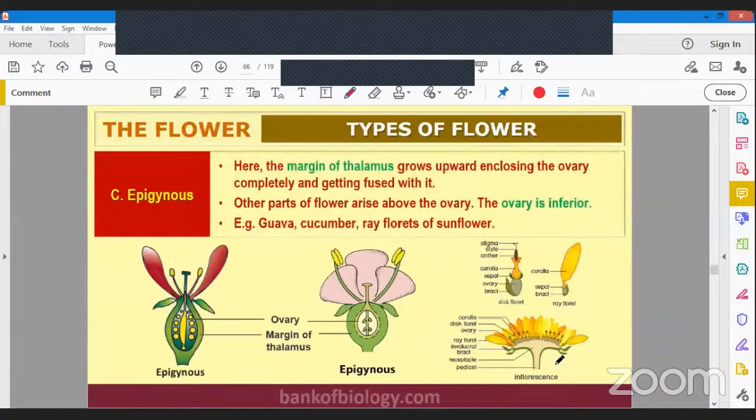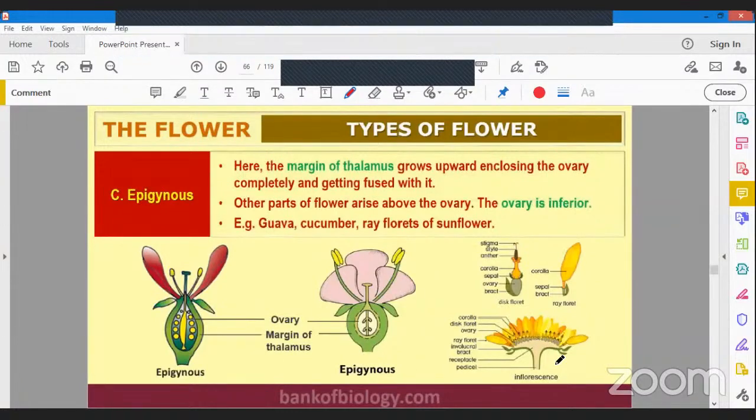Done. Next, epigynous. Here the margin of the thalamus grows upwards, enclosing the ovary, and is completely fused with it. So all the other parts are above the ovary, and the ovary is inferior. The ovary is way below. Example, guava, cucumber, and ray florets of sunflower. In sunflower, what look like petals are florets. There are two types of florets: one is ray florets, the other is disc florets. So know this.